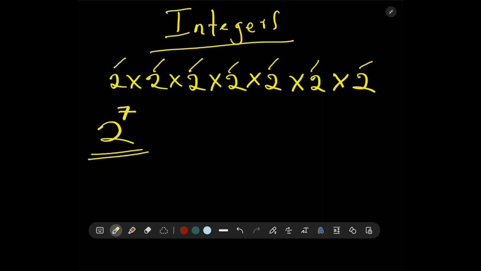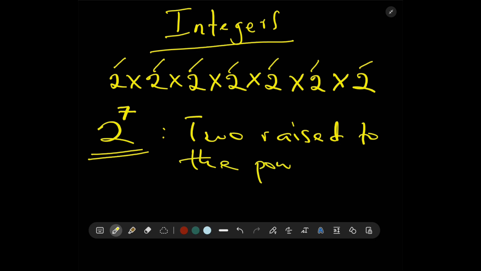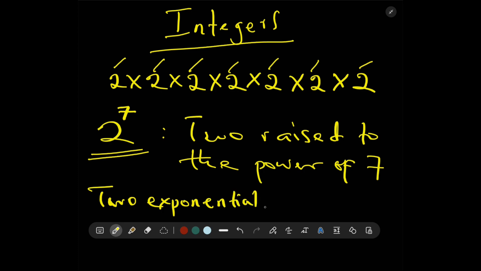So now let's write these in English. We say 2 raised to the power of 7. This is in English. And another English way to write it is we can say 2 exponential 7. So that's how you write that in English.